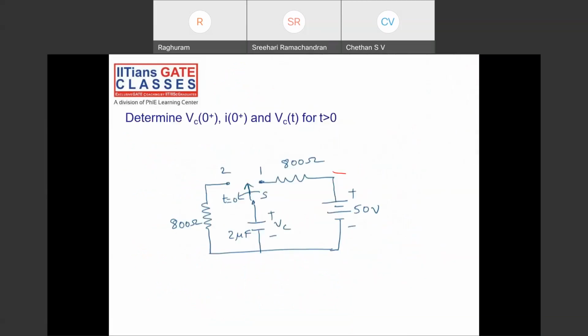Try to do this. Find VC of 0 plus, I of 0 plus, VC of t for t greater than 0.